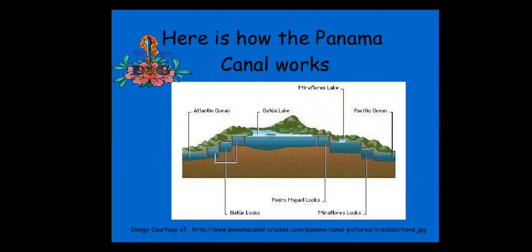Here they have made a 6 lock system, 3 up. In order to travel from Panama City to Colon, we have to go by the 6 lock system, 3 up and 3 down, and in reverse, 3 up, 3 down, because this particular canal is not a sea level based canal. Because of that, we have to go by 6 lock systems, 3 up 3 down.